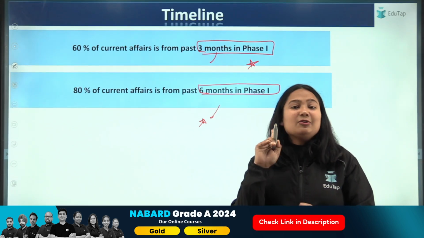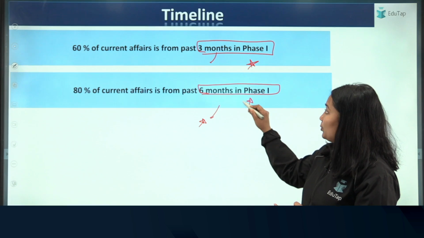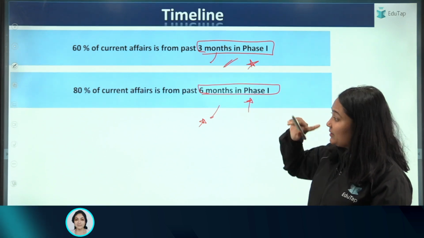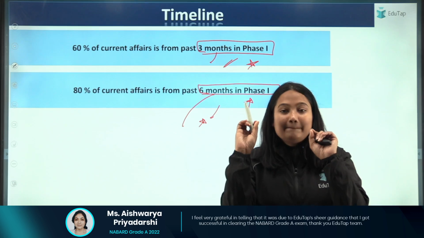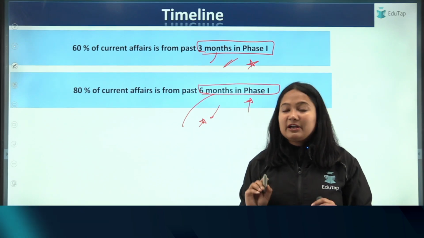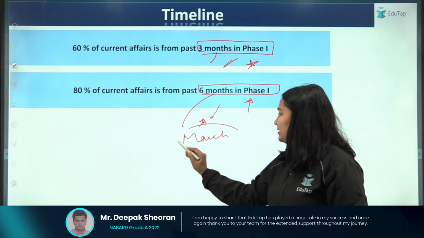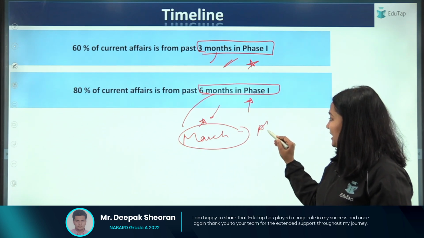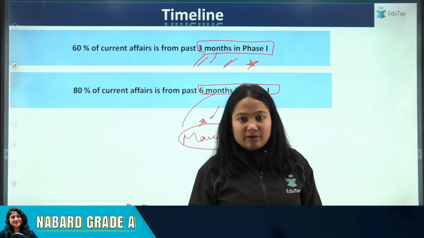Now, since you have time, what I would recommend is go for 6 months. Don't wait thinking I'll do the current affairs of 3 months. And if you are planning to target the current affairs of the past 6 months, the best time to start would be the month of March, right? You can very much also go for April, but after that you will be covering only 3 or 4 months of current affairs.